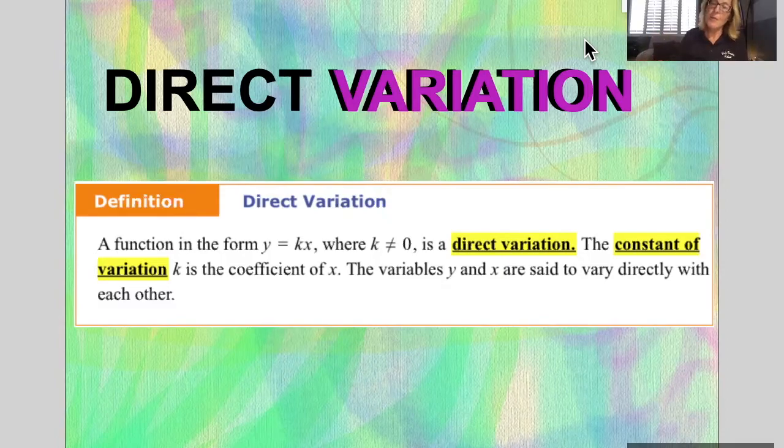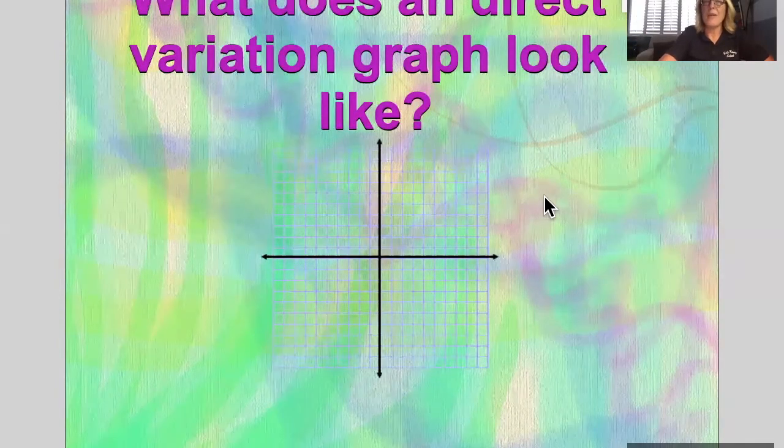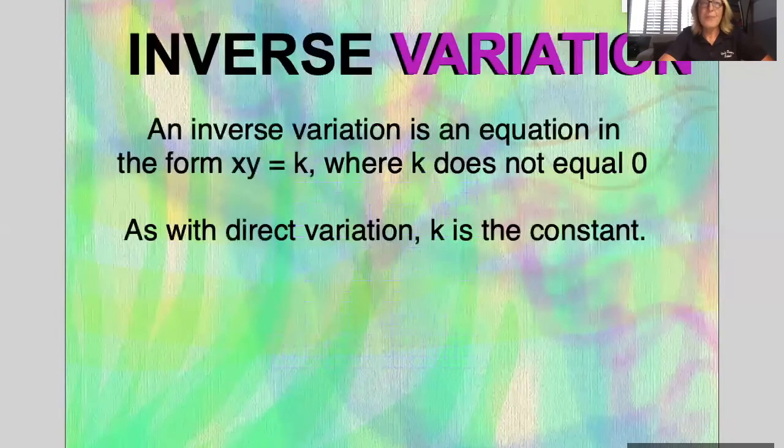If you remember, when we graph a direct variation, it is a linear function, so it is a straight line, and (0, 0) is always a point because there's no constant. There's no value being added or subtracted. So y equals kx, where k is the constant of variation, and that graph would be a straight line through the origin.